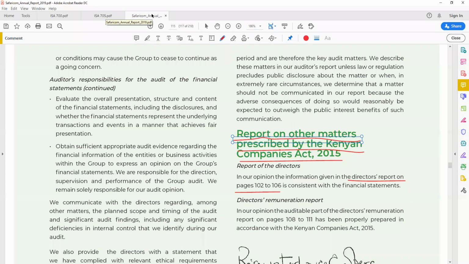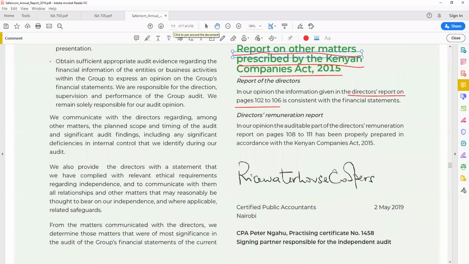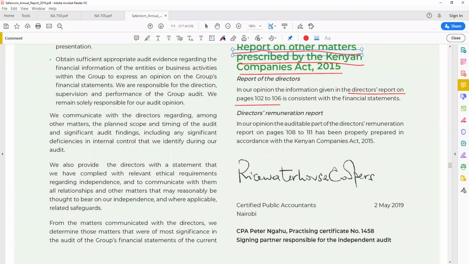Let's see the Safaricom report. You see whether they have mentioned the person responsible. Yes, they have done that. The engagement partner, you can see, is CPA Peter Gao. So they do even mention who was the person in charge of that particular engagement. In the old reports, before 2015, you may not see this, but in the new ones, like this one for 2019, you do see that they mention who the person responsible for that engagement is.